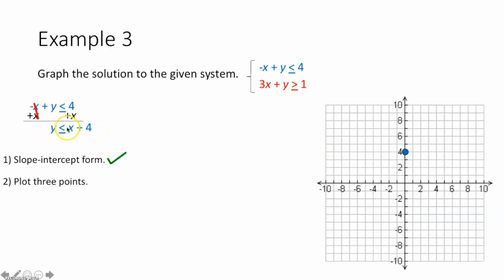Next, we need to use the slope to graph the rest of the line. What's the slope? 1. How do I write that as a fraction? That'll be 1 over 1. So that's your rise over run. So we go up 1, right 1, put a point. Up 1, right 1, put a point.